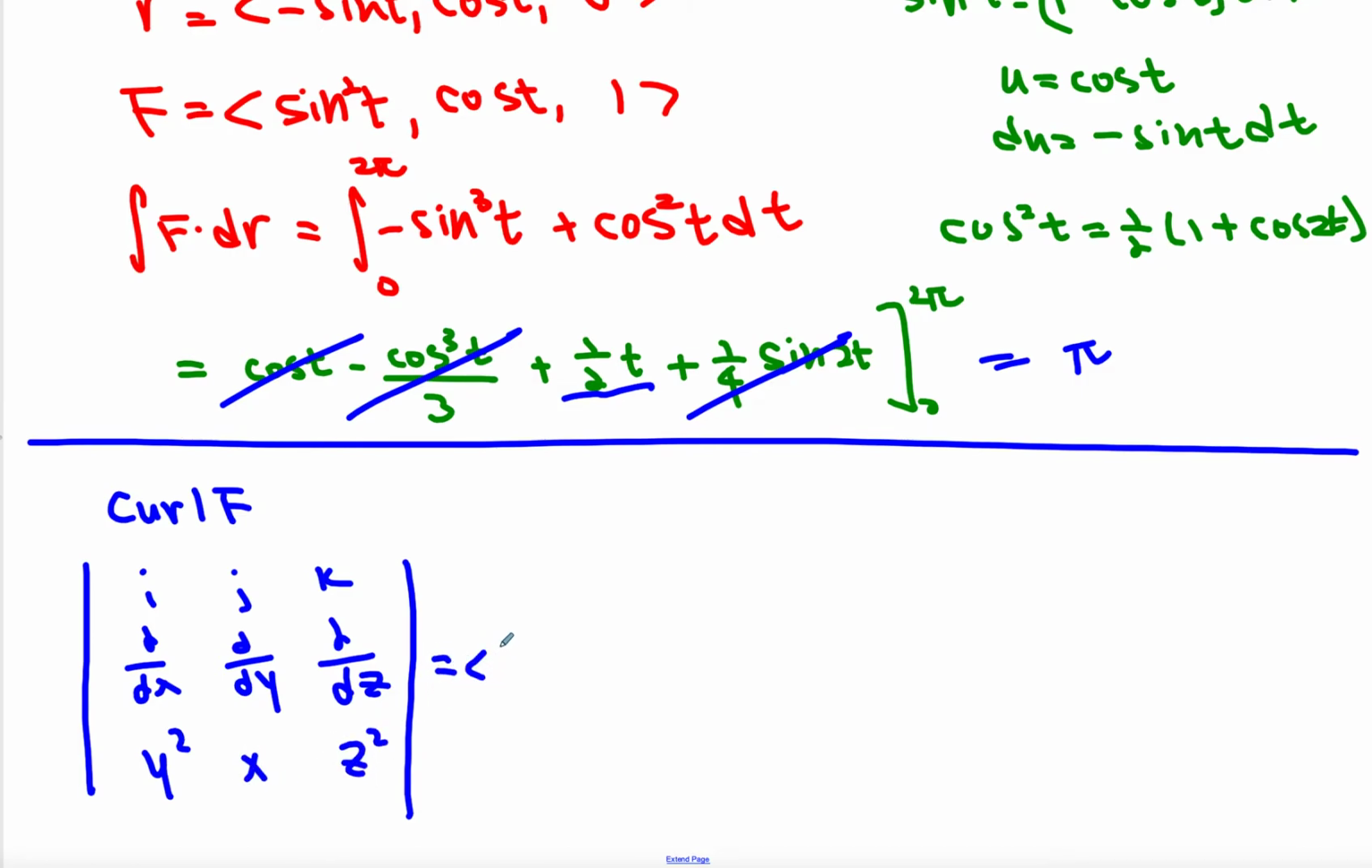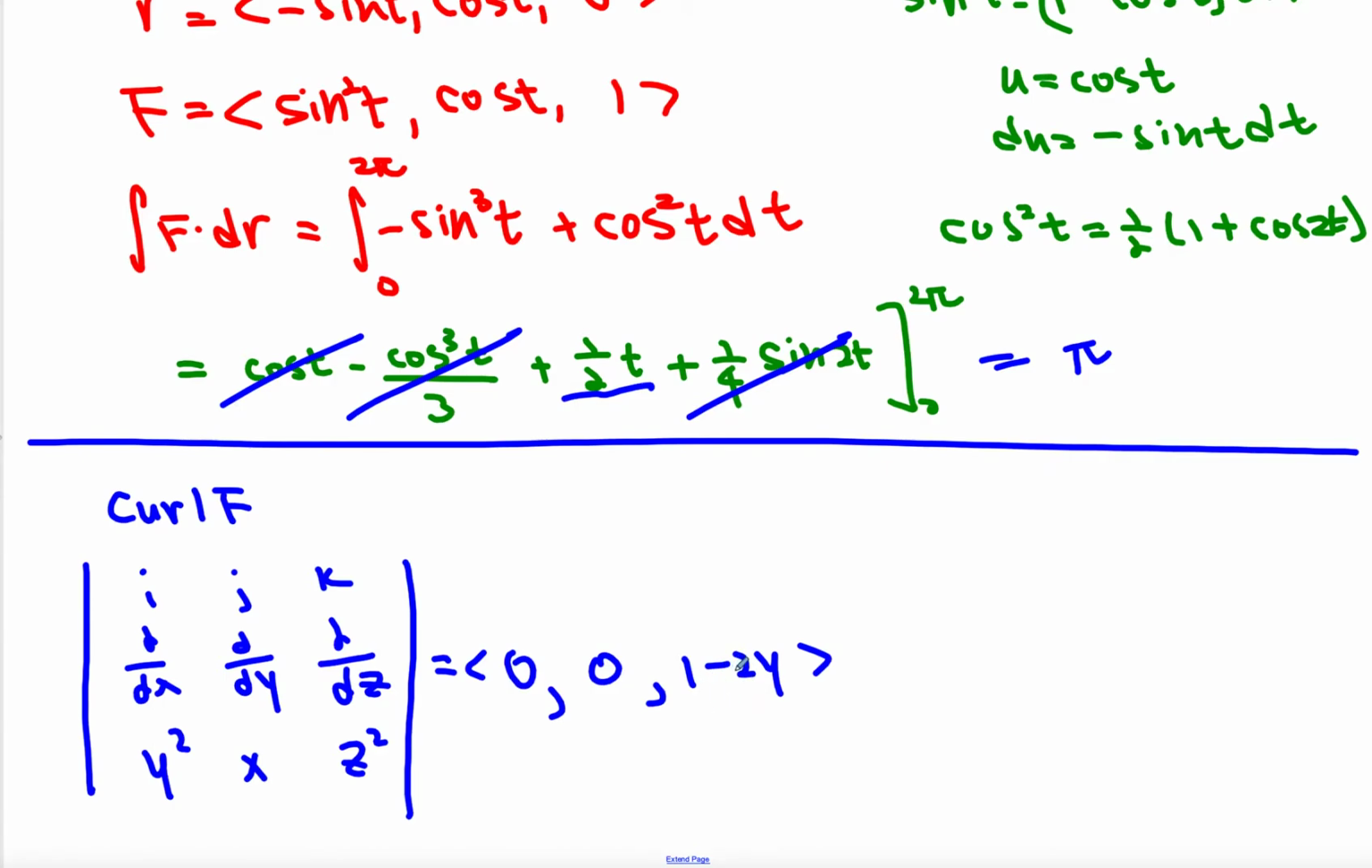For the first component, the variables don't match, so therefore we're going to get 0. For the second component, still the variables don't match, we're going to get 0. Third component, what we end up getting is this one is 1, and then minus 2y. So that's my curl.